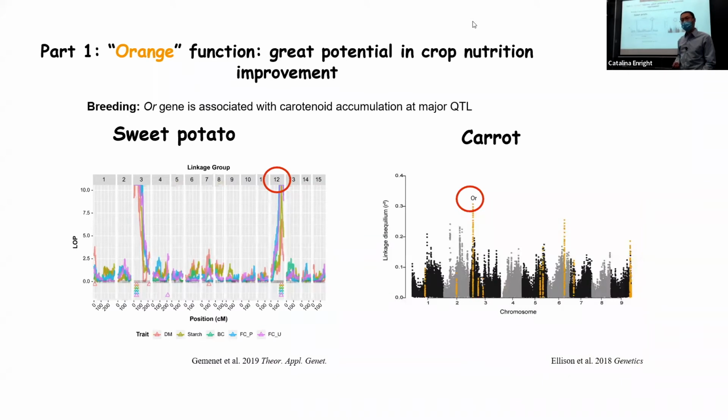In recent years, several other groups also found that the OR gene is associated with the major QTL of carotenoid accumulation, like in sweet potato, in carrot, and also in cassava. Those OR genes may contain different kinds of mutations, which are also responsible for high amounts of carotenoid accumulation. This makes the OR gene a very good candidate for crop nutrition improvement by breeding.